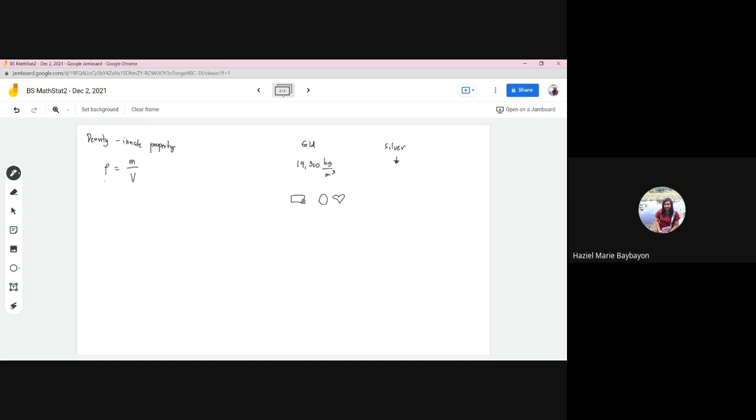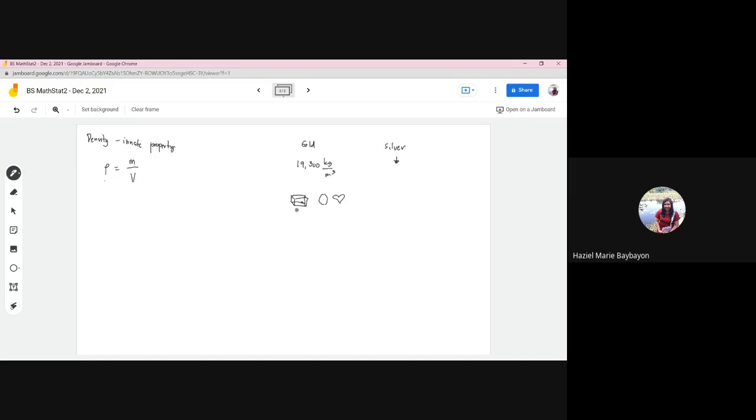So for example, if it is a rectangular bar of this material, we just measure the mass. You can find in the CMU building an analytical balance or triple beam balance, we measure the mass with it, and then we get the volume using a ruler.